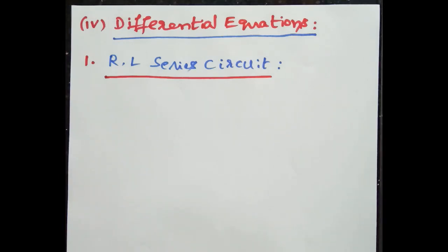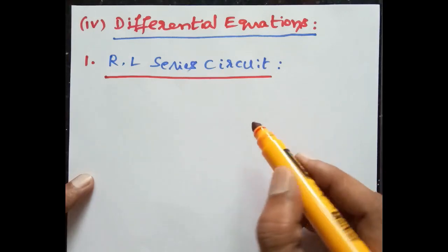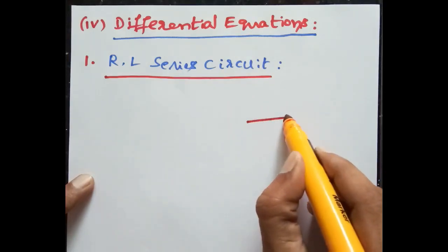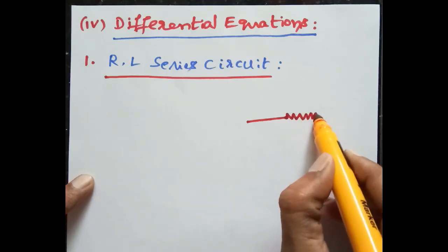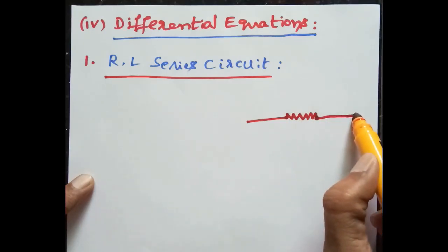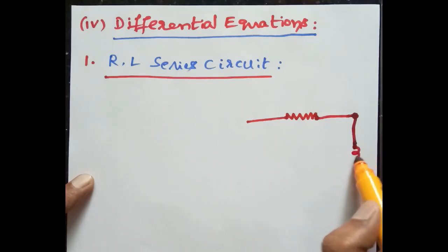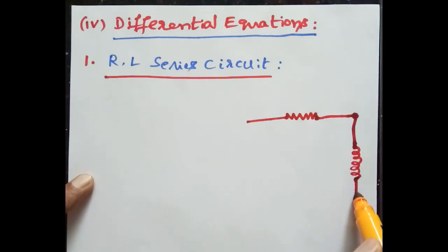Now consider a circuit containing resistance R and inductance L and the battery E.